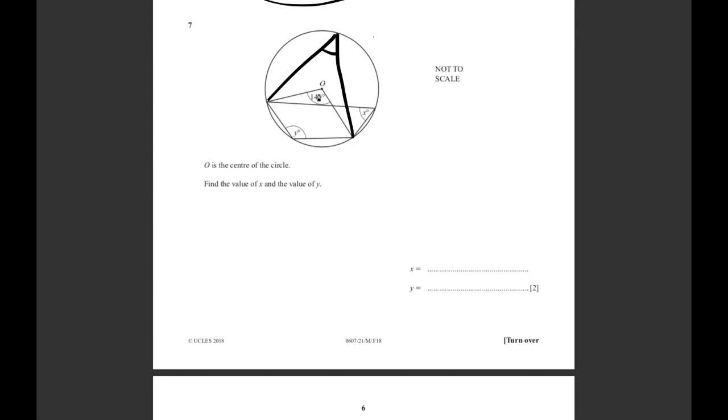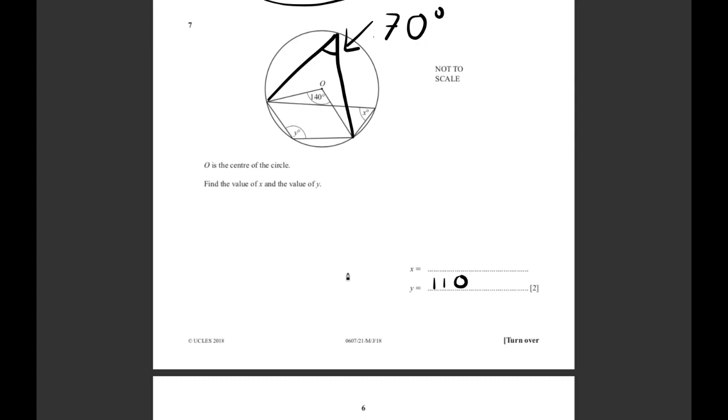Now remember, the angle at the centre is twice the angle at circumference when on the same arc. Therefore, this angle here, and it kind of looks like it, is going to be 70 degrees, like so. And now we can use our cyclic quadrilateral rule. That is, these two angles here, y and 70, have to add up to 180. Therefore, y has to be 110 degrees.